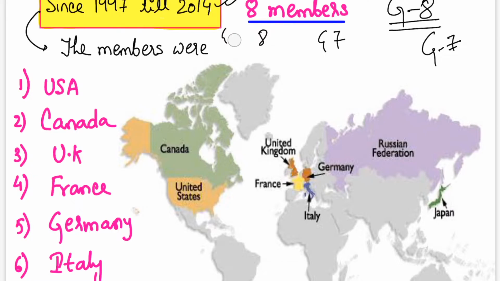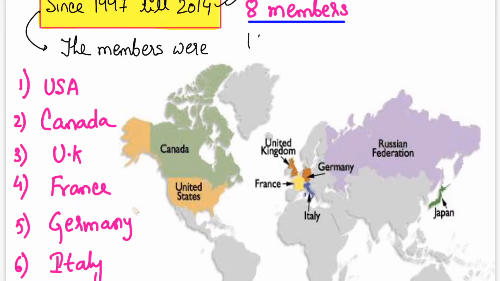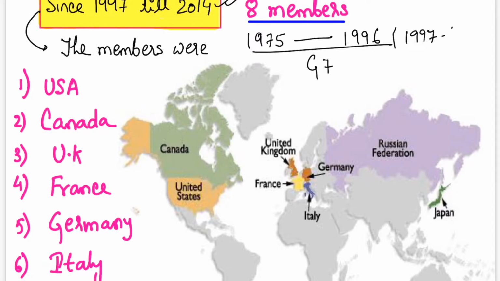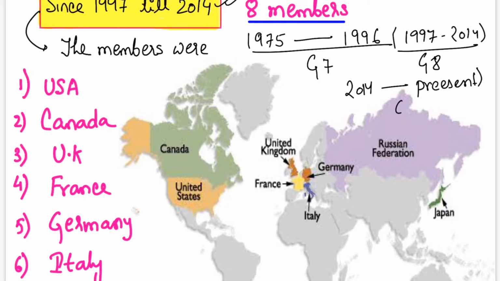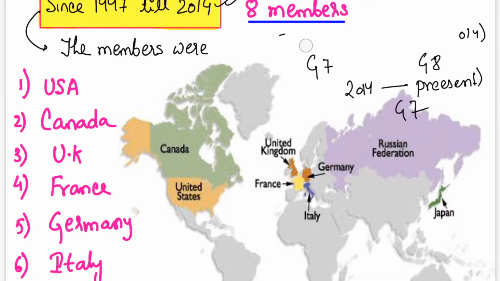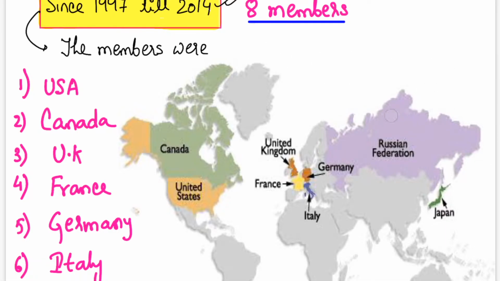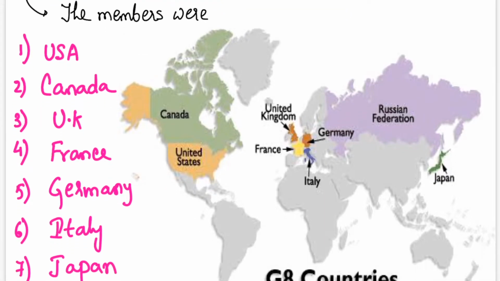I will tell you this once again so that there is no confusion left. See, from 1975 till 1996 this group was known as G7, and from 1997 till 2014 this group was known as G8, and from 2014 till the present day this group is again known as G7. So this is the history of G7 and G8 being called by separate names. So who are the 8 members?